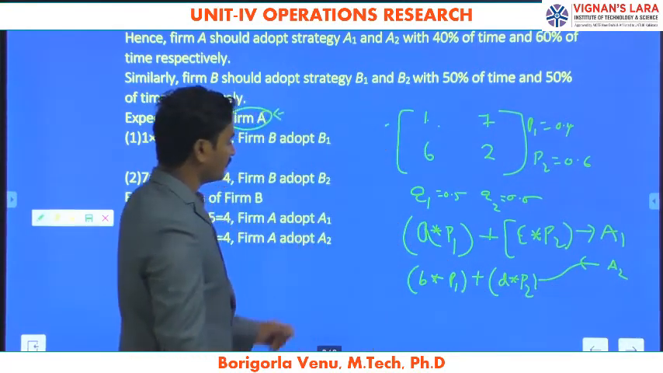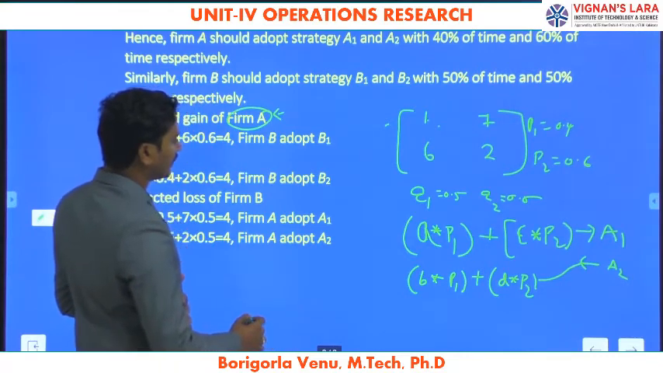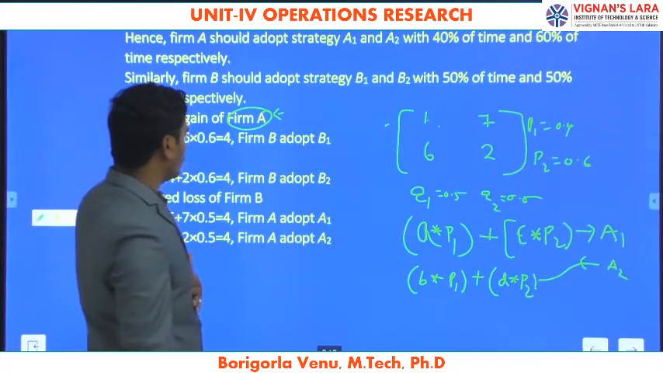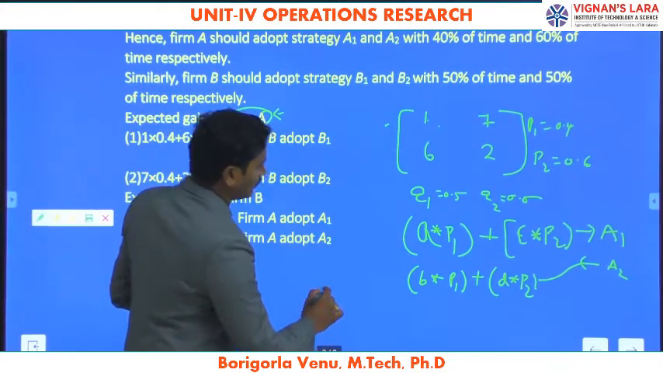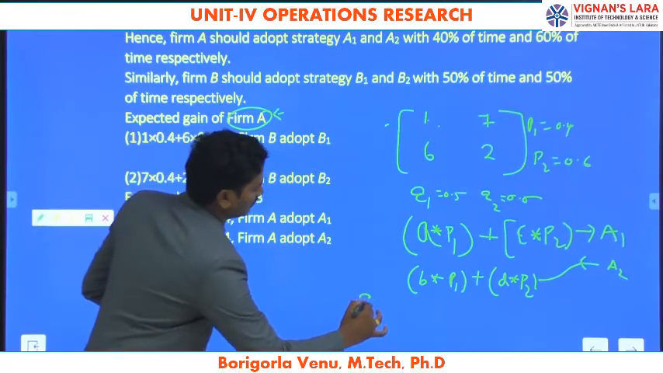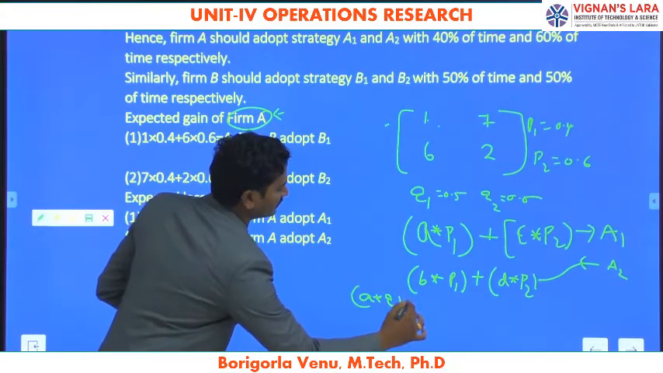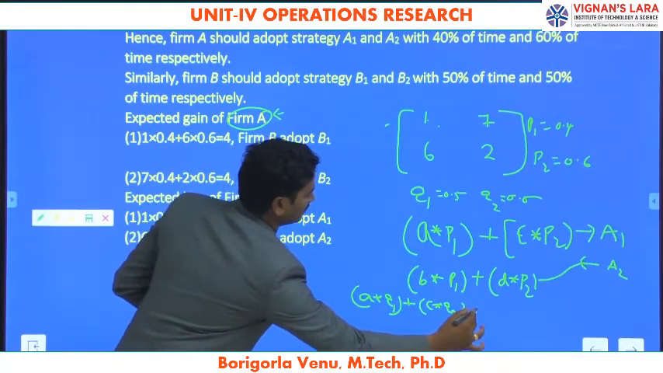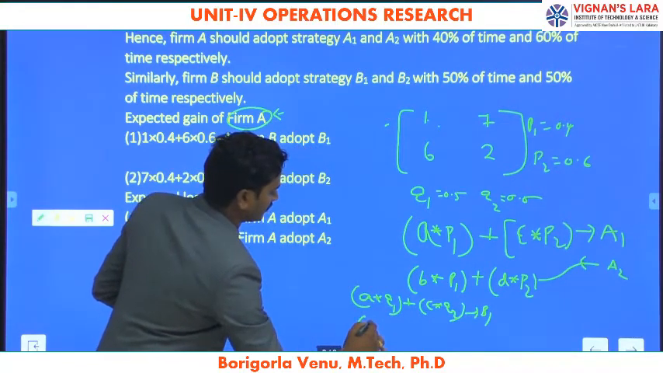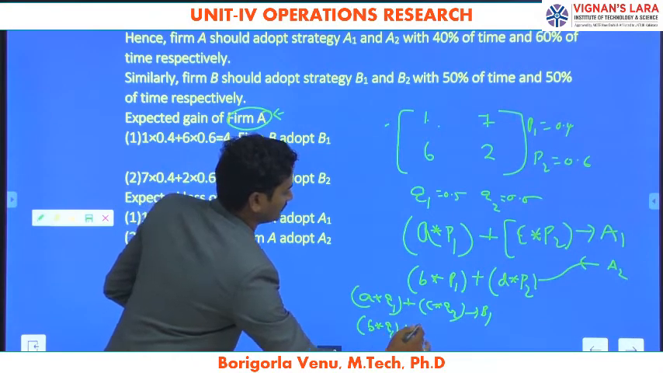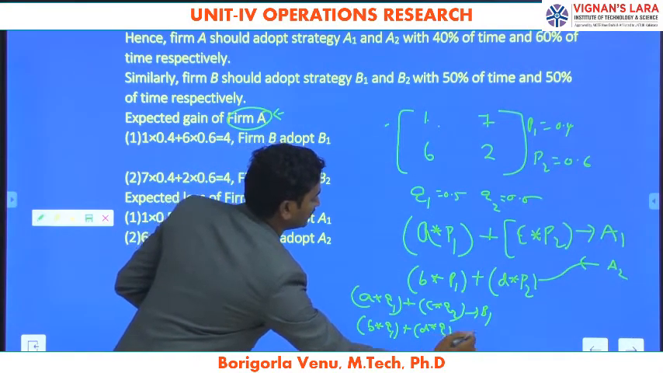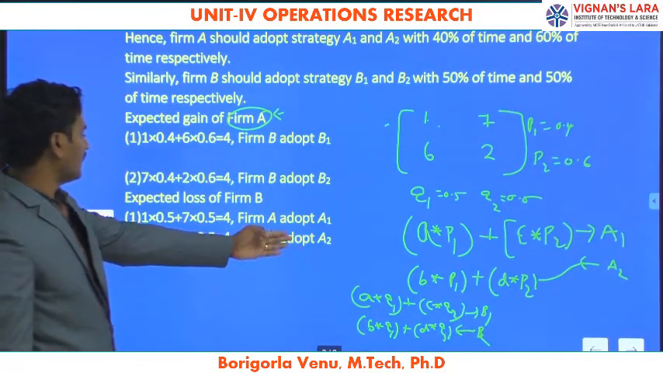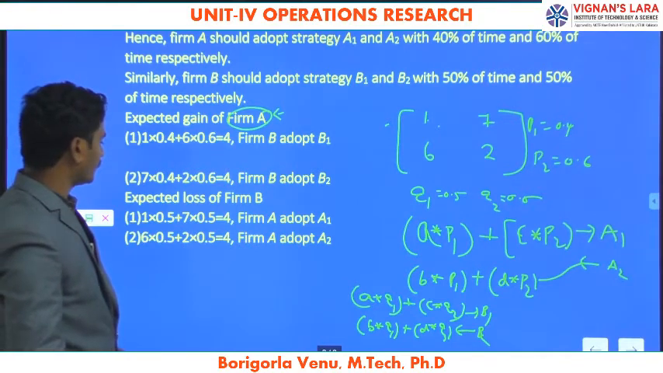Same for form B, we are going to calculate. Here instead of P values we are going to take the Q1, Q2 values. Coming to B, we take A into Q1 plus C into Q2, and similarly this is the gain for B1. Next, B into Q1 plus D into Q2. This is the gain for B2. These are adapted from A1 and A2.